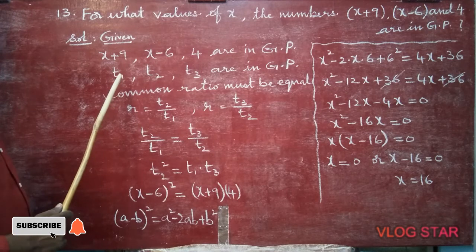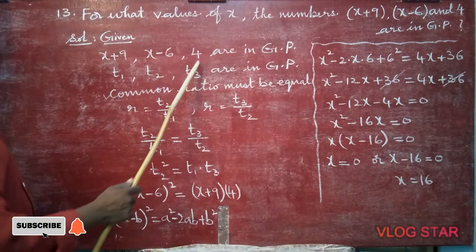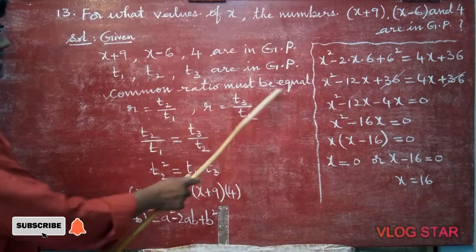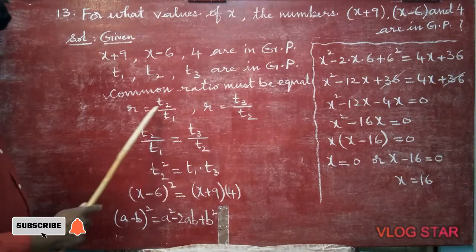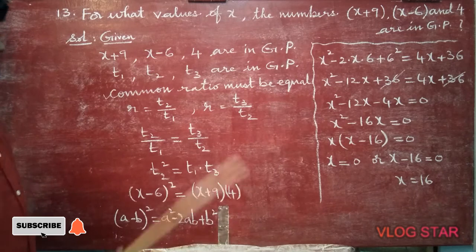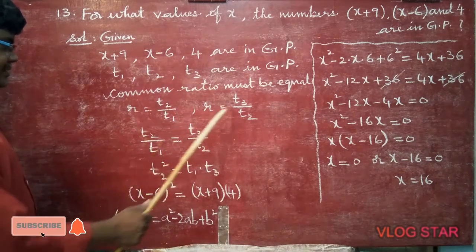How many terms have they given? 3 terms. T1, T2, T3 are in GP. The common ratio must be equal. We know the formula: r is equal to T2 by T1. Again r is equal to T3 by T2, like that and so on. But here we are having only 3 terms. So r is equal, the common ratio.